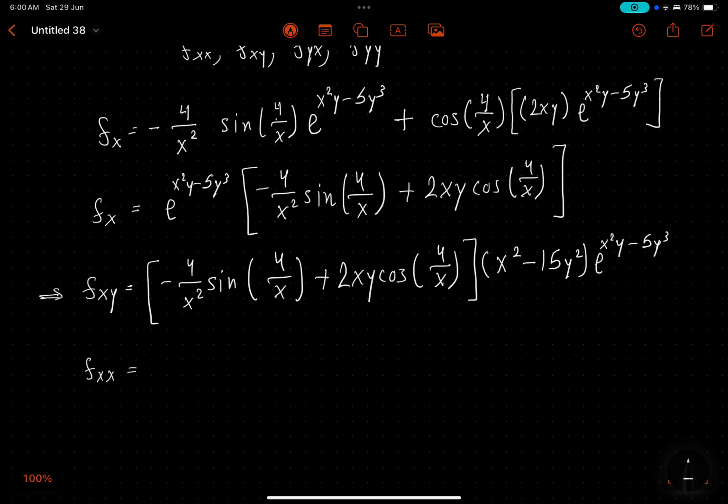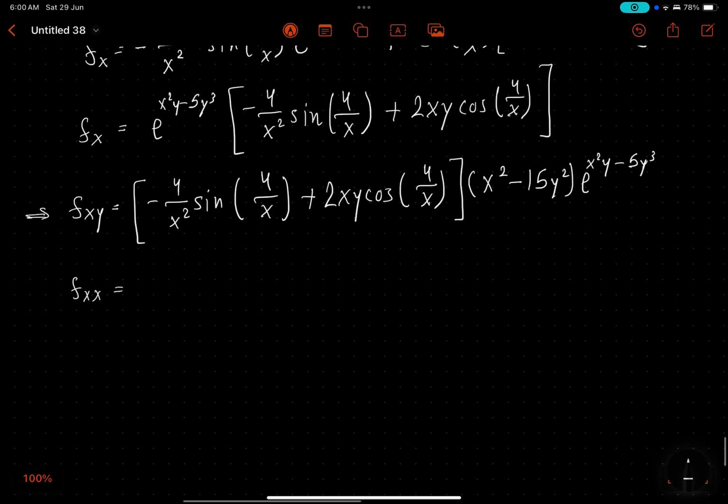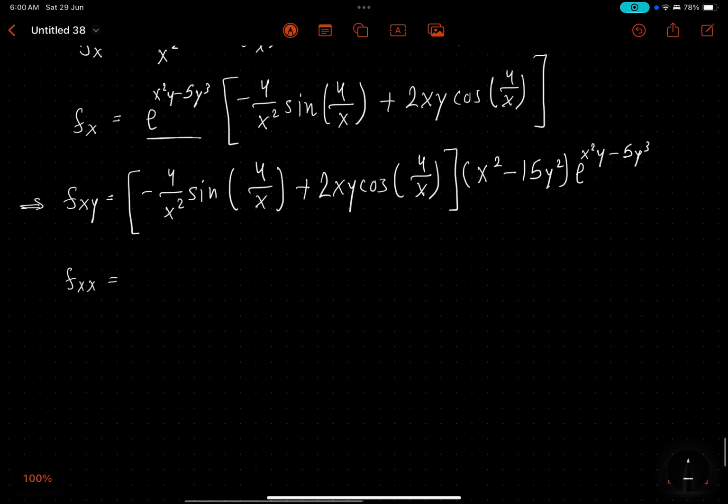Now we're going to apply the product rule, but we're going to apply it multiple times for this example. So the first time we're going to apply the product rule for this term here, the exponential term, and then we're going to apply it for this term, which also involves another product. So it involves products of functions, which will require us to apply the product rule twice.